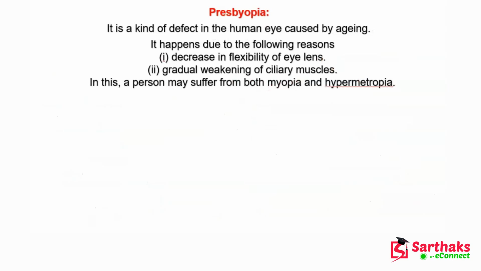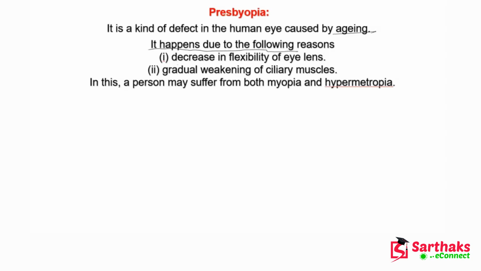So here we will try to see another defect of vision, and that is presbyopia. What is presbyopia? It is very important. It is a kind of defect in the human eye caused by aging. The cause of this defect is aging. It happens due to the following reasons.